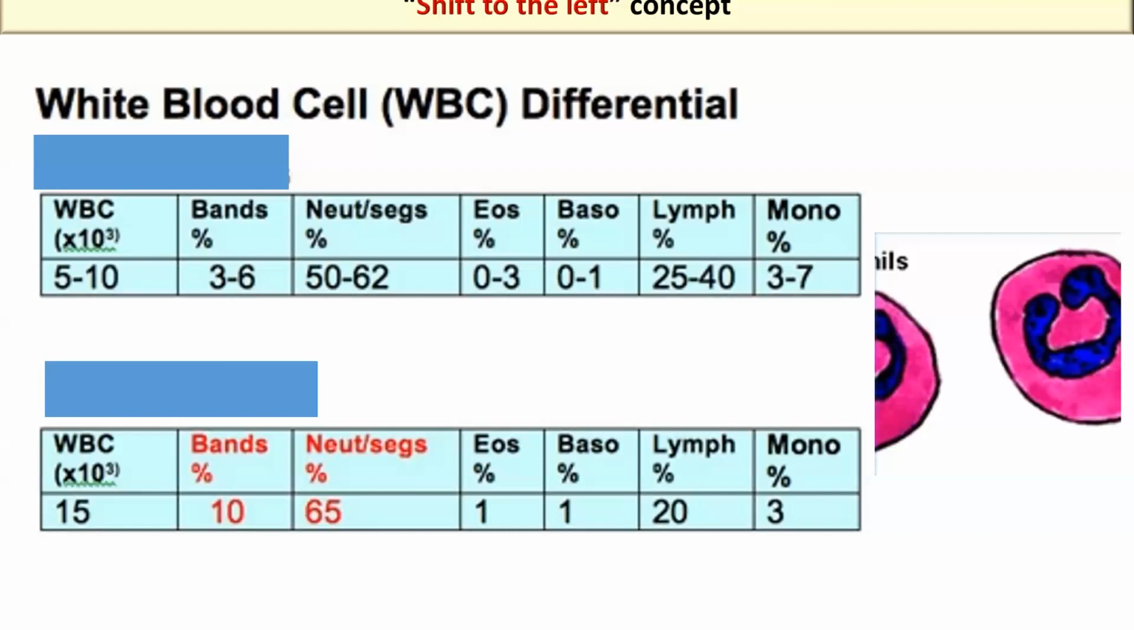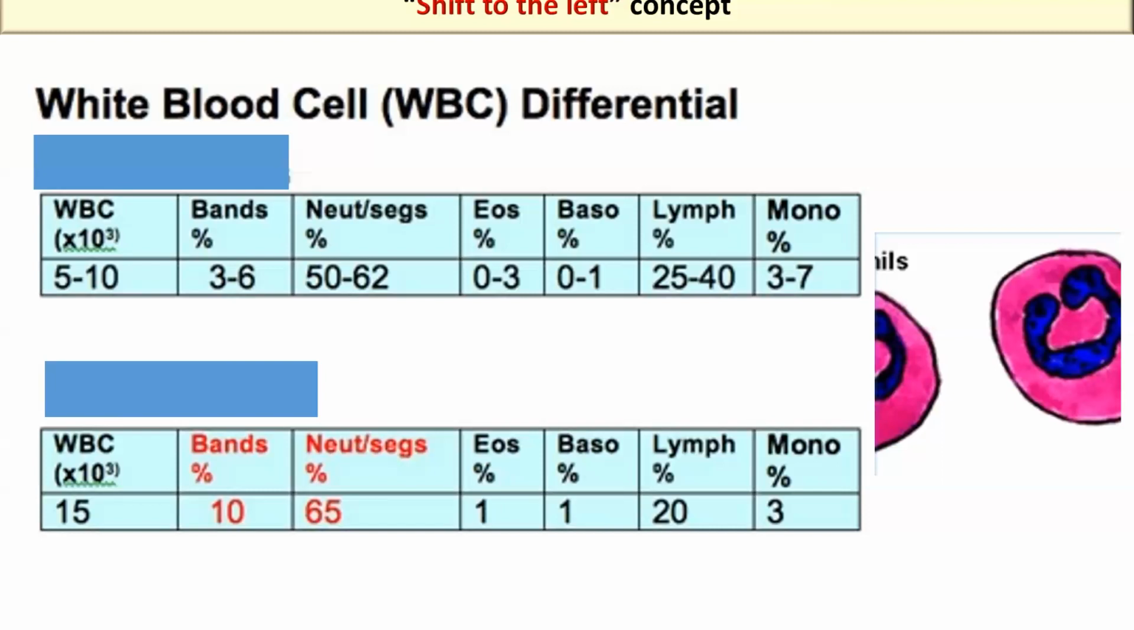So for example, with an acute infection, the white blood cell count may increase to 15,000. Normal is supposed to be between 5 to 10,000. During the infection, it may increase up to 15,000. The bands may go up to 10%, and the neutrophils up to 65%. And the other cells will total 25%. The other cells means eosinophils, basophils, lymphocytes, and monocytes. All of these will account for 25%.